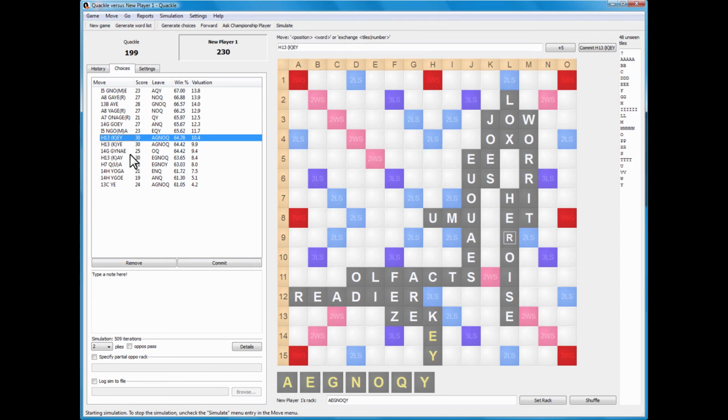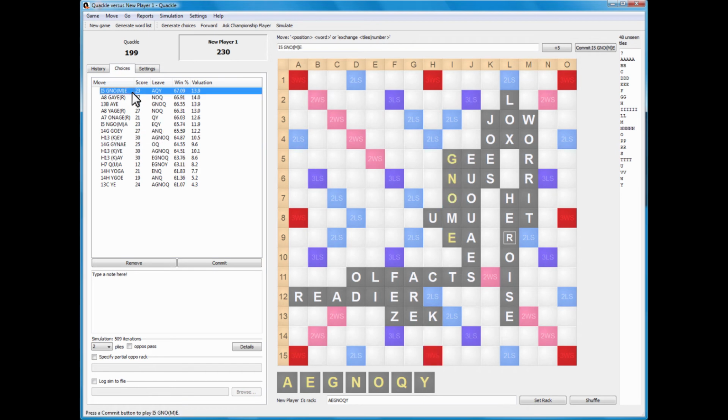Right, that's the 500 iterations, and you can see here that gnome in column I comes out as best, with Gaia in this column about the same. And my play of Key is a few points behind. It's three and a bit points behind Gnome and Gaia. So what is going on here? Let's look at the Gaia play, because that's the one I considered in game time.